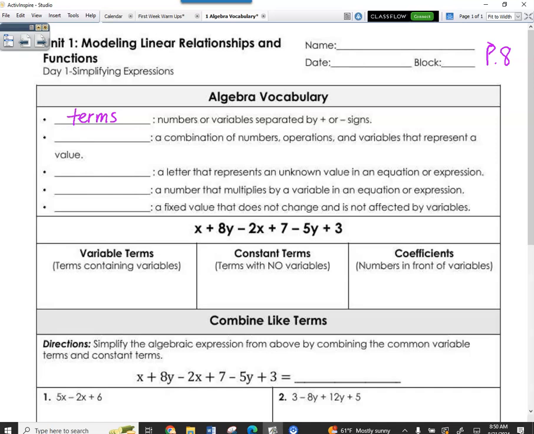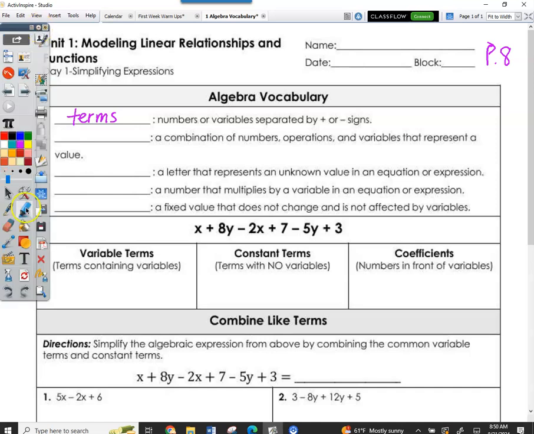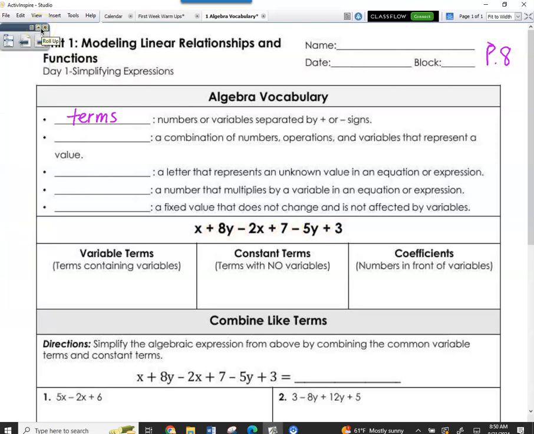If we're talking about terms in math, we're talking about numerical or even with variables, expressions that are separated by plus and minus signs. So if you look down here, here's a plus sign, minus, plus, minus, plus. I just separated all the terms. X is a term. 8y is a term. Negative 2x is a term. 7 is, if you see it, does that visual help you? Those are terms.